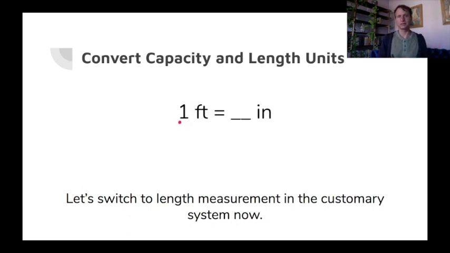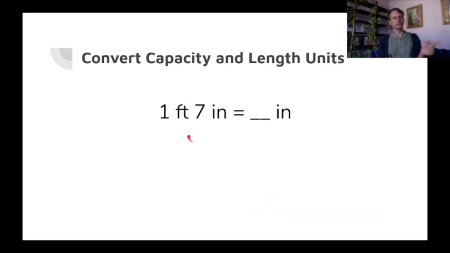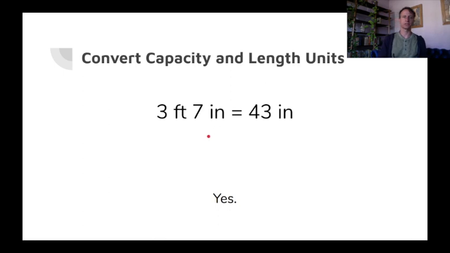Comparatively a little bit smoother, because we just have feet, inches, and yards instead of the 4 different units. So 1 foot is how many inches? 12. Okay, good. 12 inches. So a foot and 7 inches would be 12 inches and 7 inches, total of 19 inches. Good. 3 feet, 7 inches. Okay, so 3 times 12, 12, 24, 36. 36 plus 7, 43 inches total.